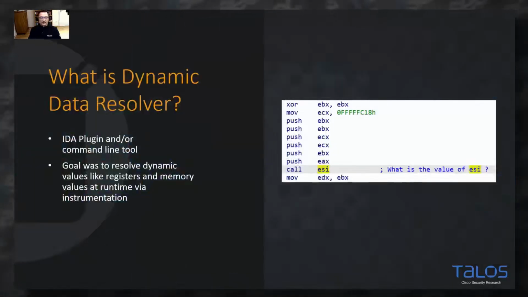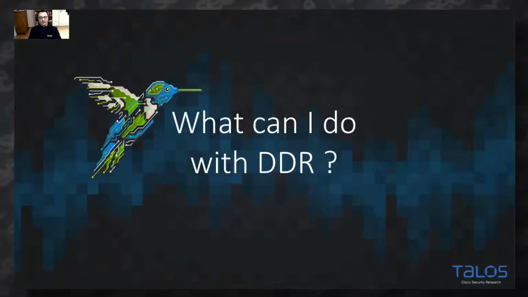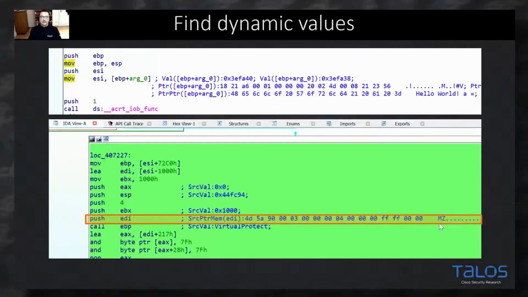Dynamic Data Resolver is mainly an IDA plugin, whose goal is to resolve dynamic values like registers, for example, or memory values at runtime by using instrumentation. So if you're interested in ESI, in something like call ESI, and you want to know the value of ESI, you can use DDR to resolve it. And to guide you through the main features of DDR, let me proceed with the one which I've already mentioned.